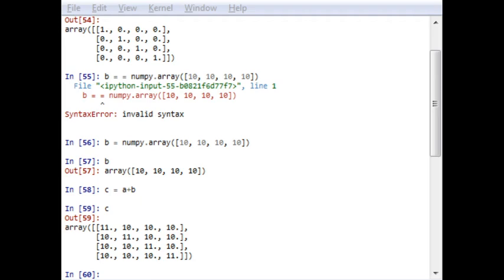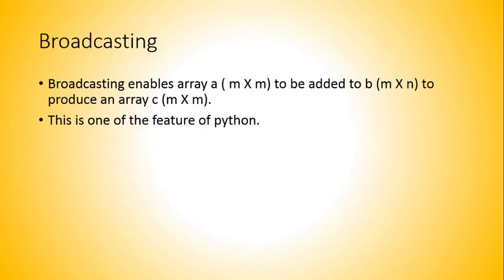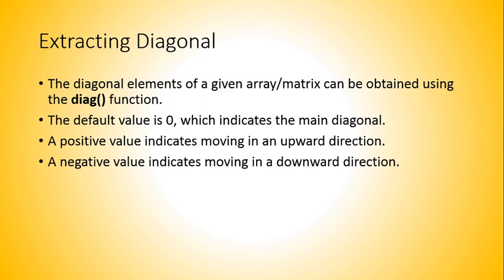that is diagonal elements. So extracting diagonal elements. The diagonal elements of a given array or a matrix can be obtained using the diag function. So you can choose the diagonal using the second argument. By default, the value is 0, which indicates the main diagonal. Okay, but a positive value indicates that you are moving upward, and a negative value indicates that you are moving downward.